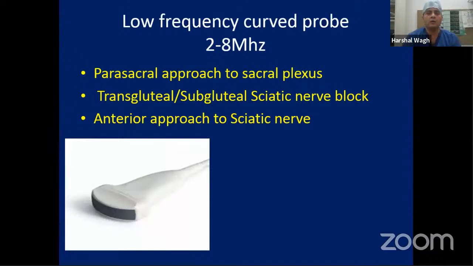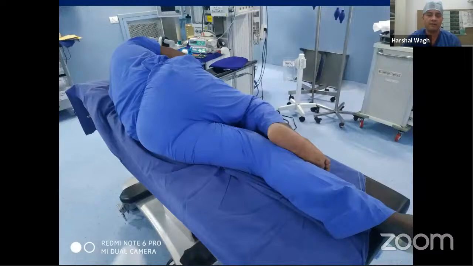So as a general rule, for the parasacral approach to the sacral plexus, the transgluteal approach or the subgluteal sciatic nerve block and the anterior approach, you would want to use a low frequency curvilinear probe. Depending on the size of the patient, you can probably get away by using a linear probe infragluteally and below down to the popliteal area. Now, for a parasacral approach or a subgluteal sciatic nerve block, this is probably the most preferred position, where the patient is on one side, the side to be blocked is up, knee flexed, and the scanning can be done facing the patient. The patient is facing you.